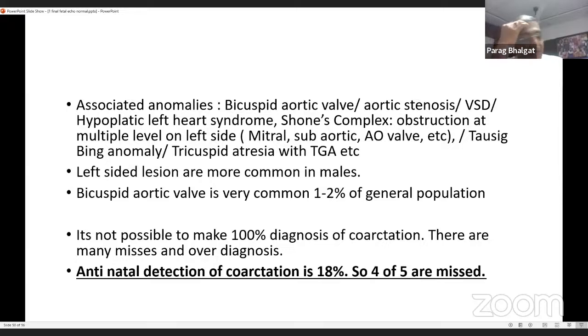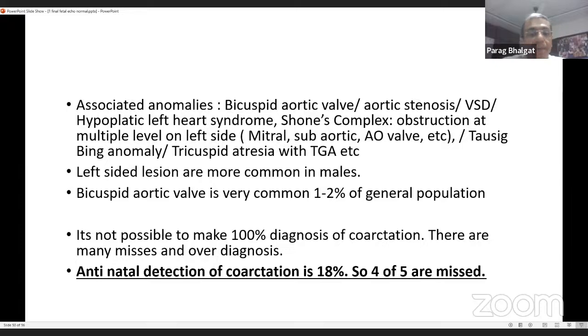Shone complex is obstruction at multiple levels like mitral valve, subaortic area, aortic valve, with anomalies like tricuspid atresia with TGA, single ventricle, and aorta arising from the outlet chamber. So this is a long list of cases in which we get coarctation. Bicuspid aortic valve is again a common association, seen in 1 to 2%.